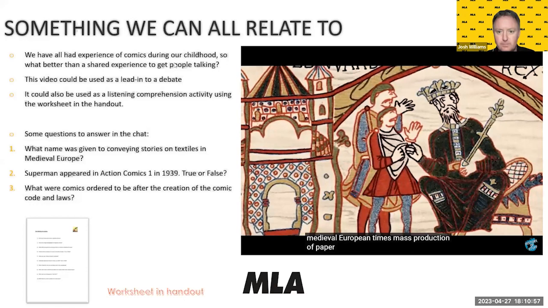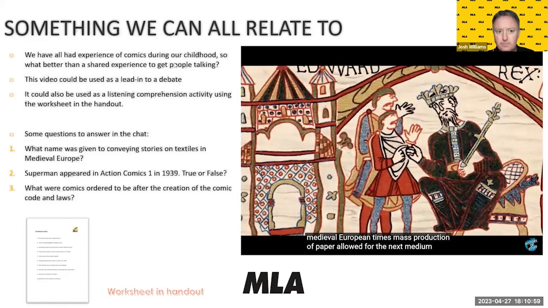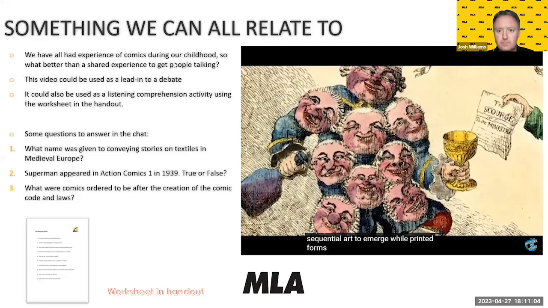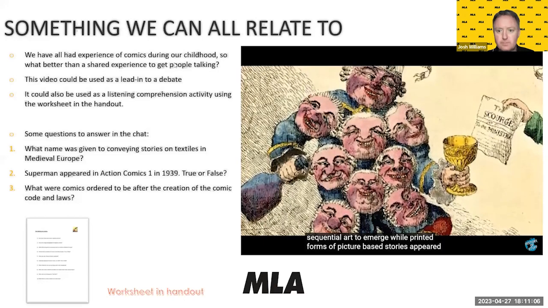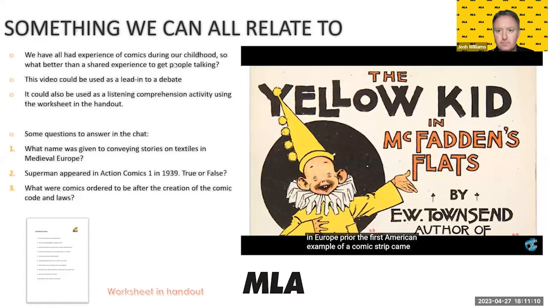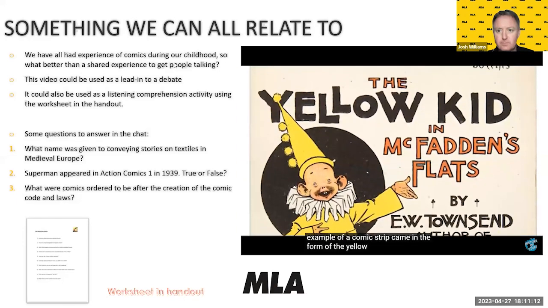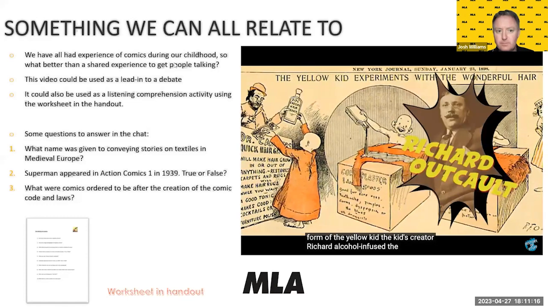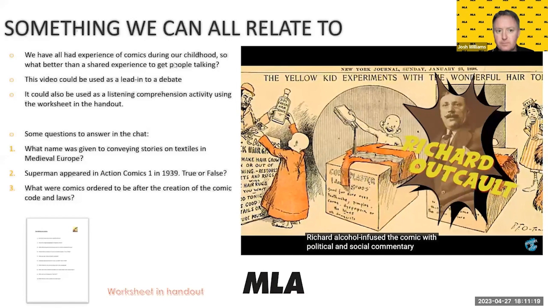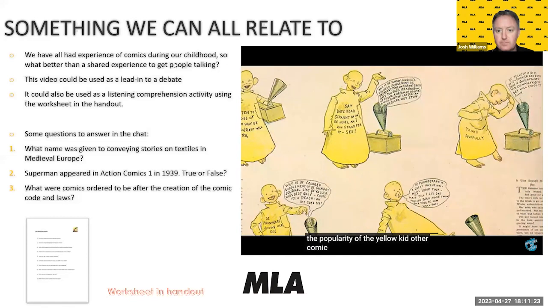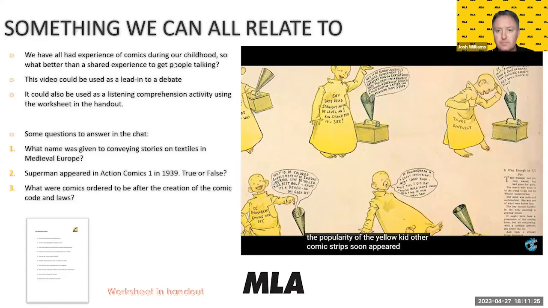Mass production of paper allowed for the next medium of sequential art to emerge. While printed forms of picture-based stories appeared in Europe prior, the first American example of a comic strip came in the form of The Yellow Kid. The kid's creator, Richard Outcault, infused the comic with political and social commentary. Due to the popularity of The Yellow Kid, other comic strips soon appeared.